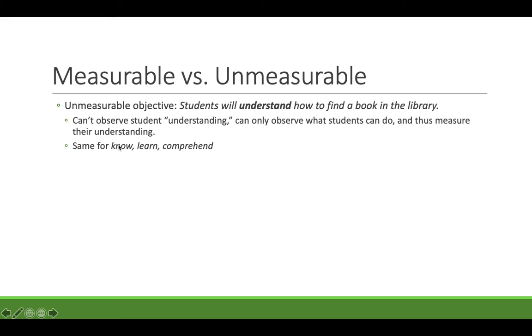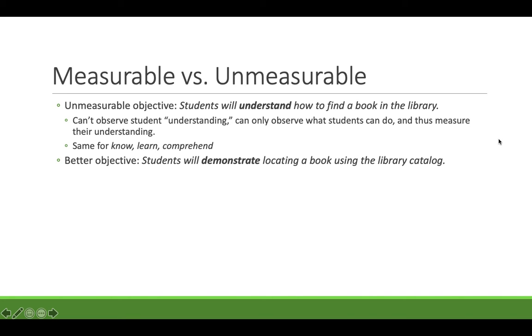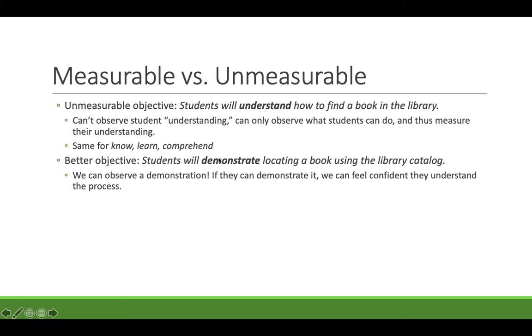Same for these verbs: know, learn, comprehend. These are all fuzzy verbs. We don't know if students know something, learn something, or comprehend something. They need to show us that they know, show us that they comprehend, okay? So better objective, rewriting this one above, students will demonstrate locating a book using the library catalog. So a little bit longer, a little bit more specific. They're going to show us their understanding, okay?